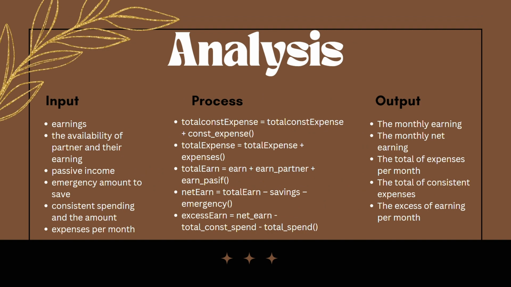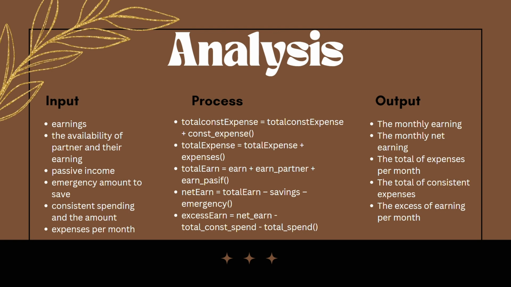Right now, we go through analysis for this project. For input, we have earning, the availability of partner and their earning, passive income, emergency amount to save, consistent spending, and the amount of expenses per month. Next, we go for process.